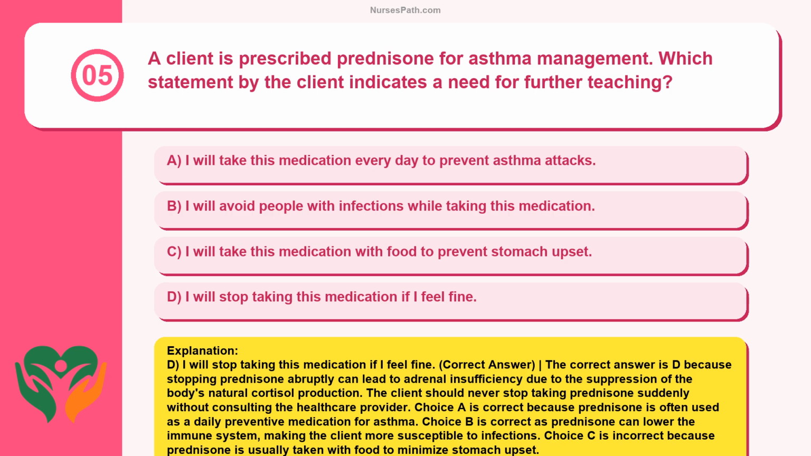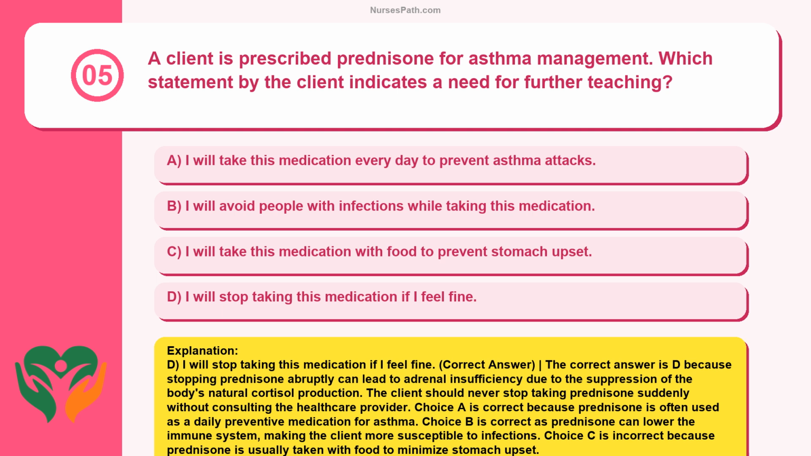D. I will stop taking this medication if I feel fine. Correct answer: the correct answer is D because stopping prednisone abruptly can lead to adrenal insufficiency due to the suppression of the body's natural cortisol production. The client should never stop taking prednisone suddenly without consulting the healthcare provider.